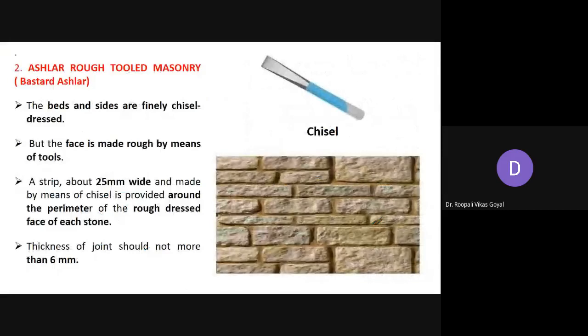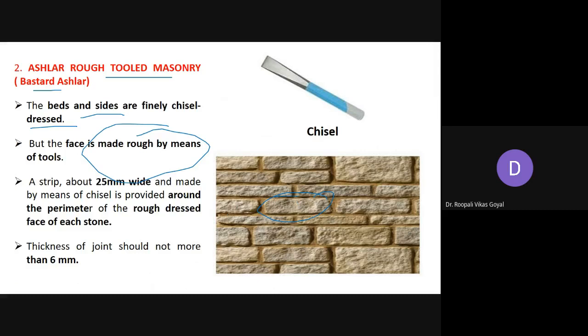Now, the second is ashlar rough tooled masonry. The other name for it is bastard masonry also. The beds and the sides are finely chisel dressed, and the face is made rough. Here you can see this rough face of the stone. And also the strip.